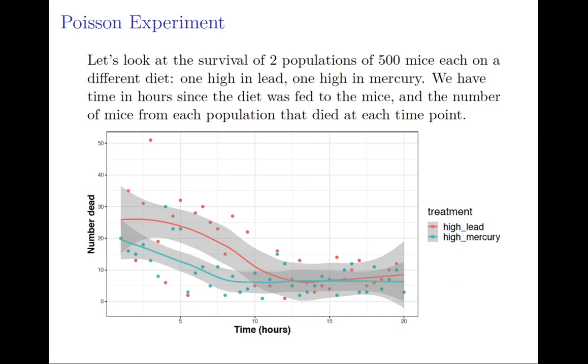So let's look at the survival of 2 populations of 500 mice, each on a different diet. So one is high in lead and one is high in mercury. And here, which are two pretty toxic elements. And here we have time in hours since the diet was fed to the mice and the number of mice from each population that died at each time point.